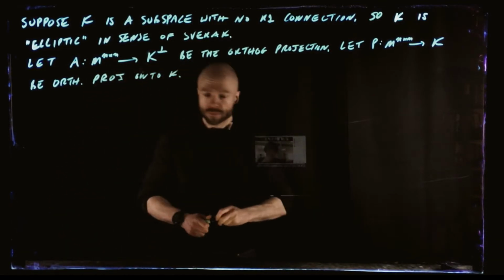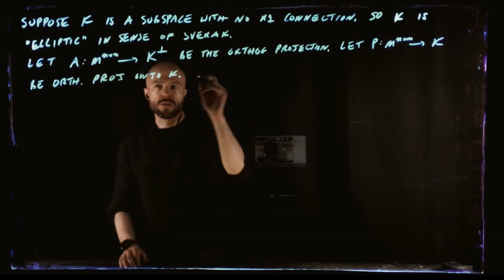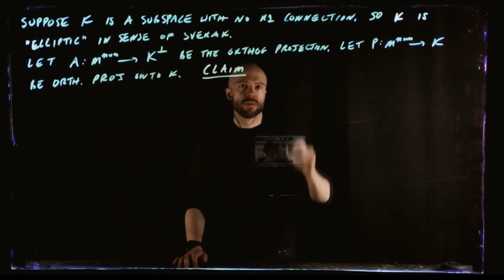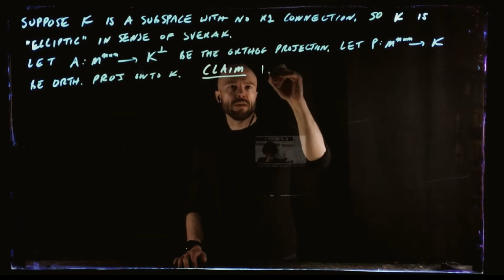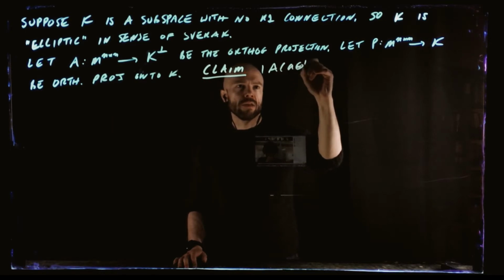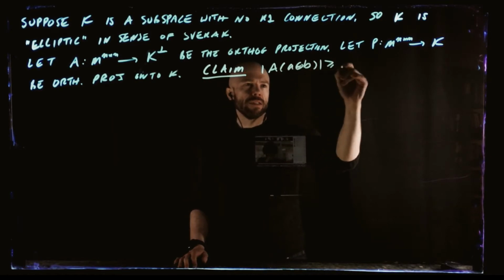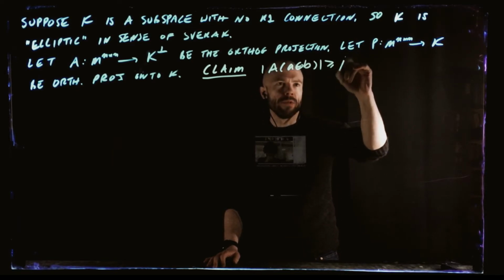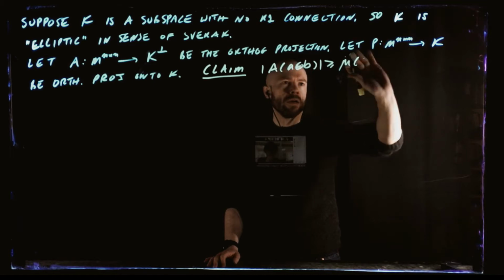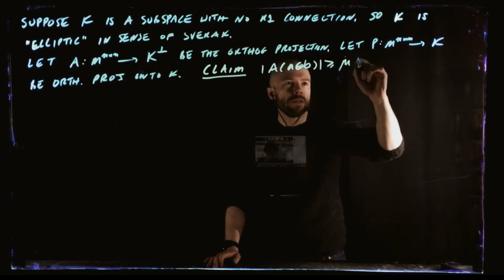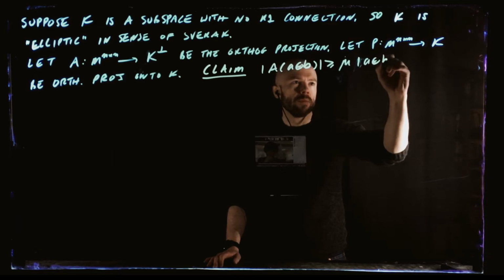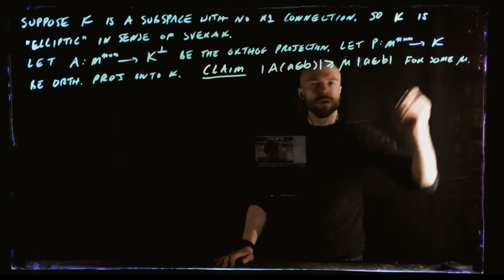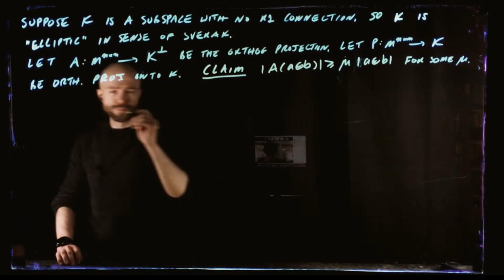Okay, so first claim: if we take A of any rank-1 matrix like this, it's bigger than lambda, or it might not be the same lambda, but let's choose a different one. Let's call it mu of the absolute value of A cross product B for some mu. Okay, why so?